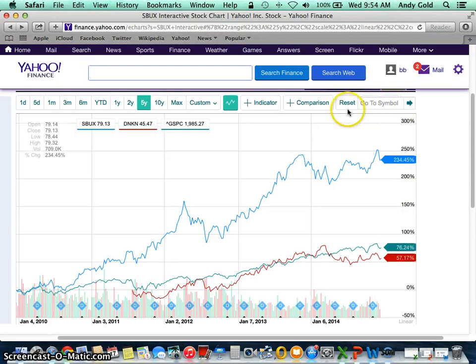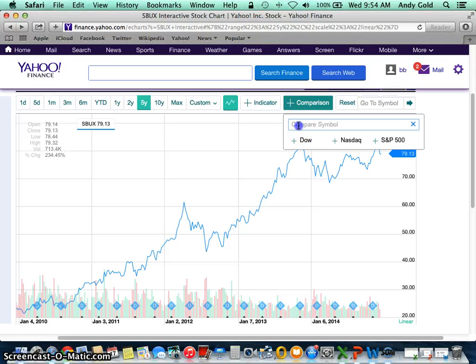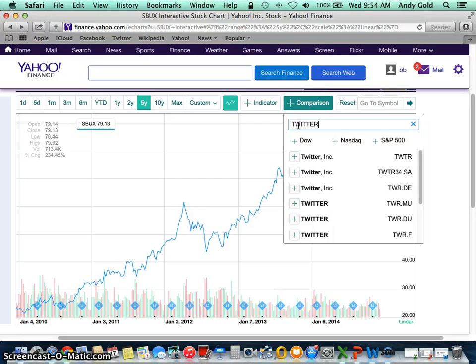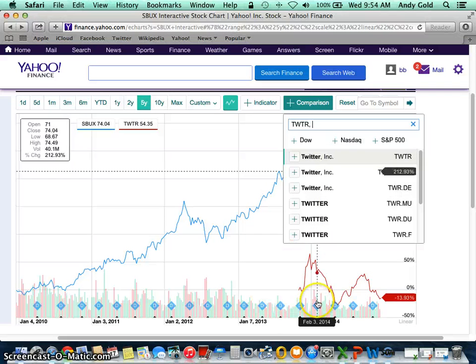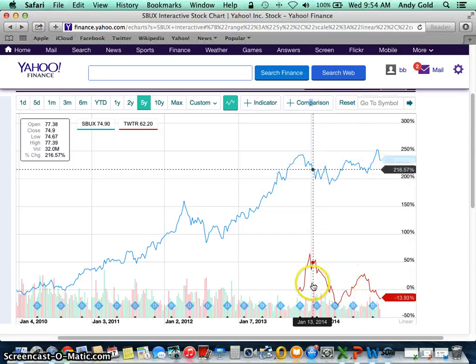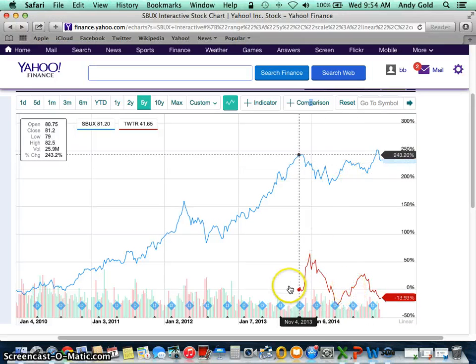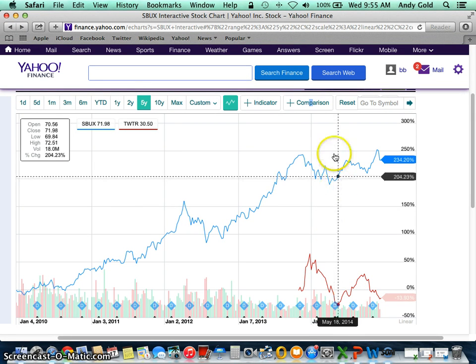If you want to reset it, you just click reset, and it brings you back to just Starbucks. You could compare Starbucks with a company outside of its industry, say, I don't know, Twitter, but that really wouldn't make a whole lot of sense because, first of all, Twitter's a relatively new company that's only been trading publicly for a while. That's Twitter in the red. Plus, they're in two totally different industries, and it just wouldn't make sense to make a comparison like that.